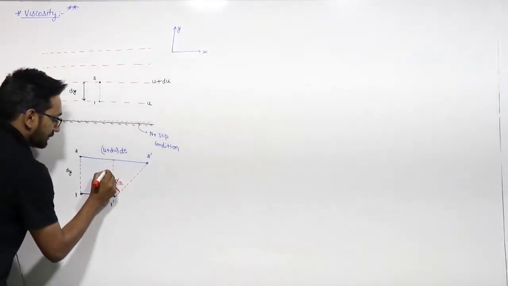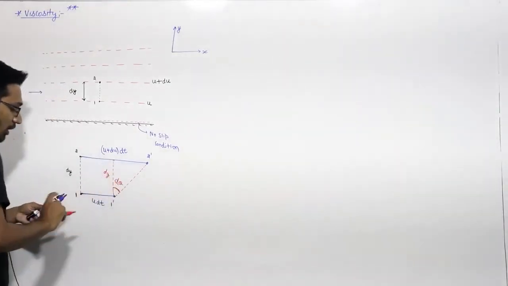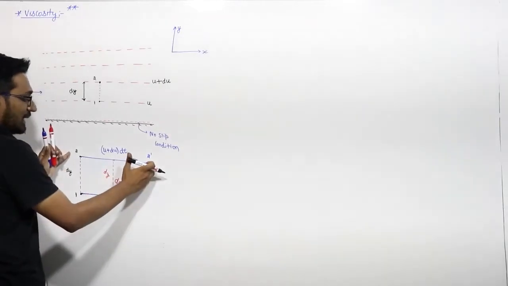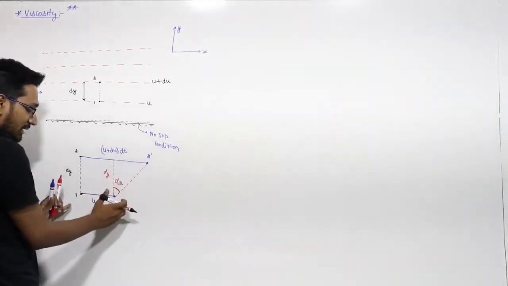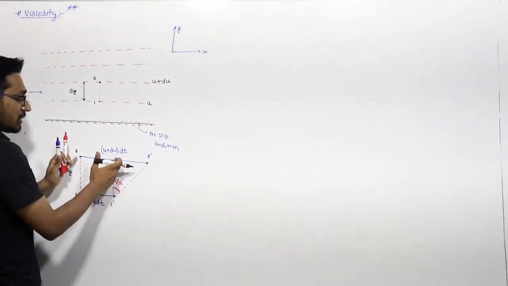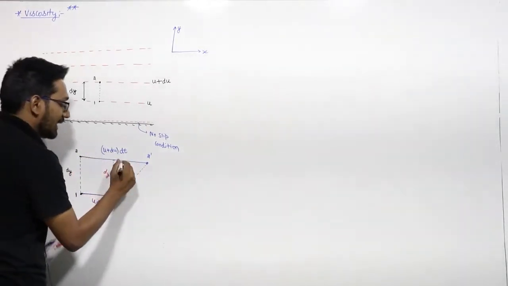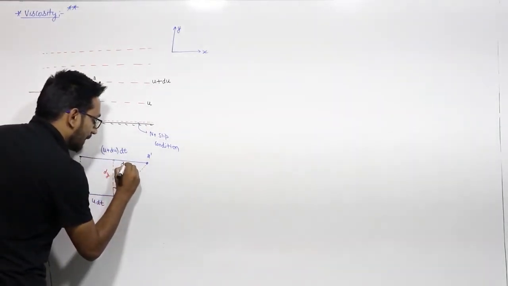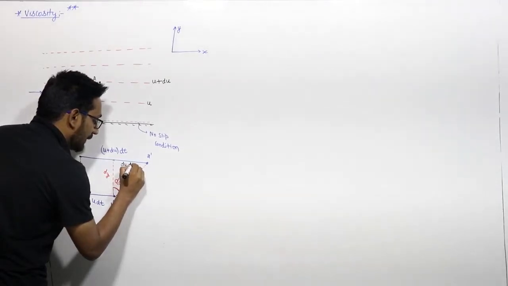So how much is this distance? This is dy. How much is this distance? This complete is u plus du into dt. This is u into dt. So this is also u into dt. So how much is left? Du into dt.